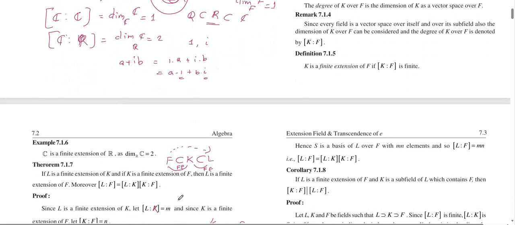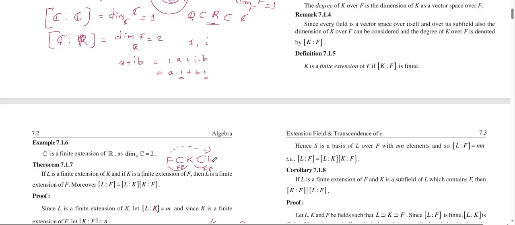Now we have this theorem: if L is a finite extension of K and if K is a finite extension of F, then L is a finite extension of F. And we are going to establish this. This is a number. This number equals the product of these two numbers. So what is given? L is a finite extension of K and K is a finite extension of F. What we need to prove is L is a finite extension of F.